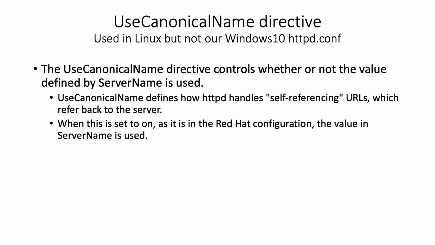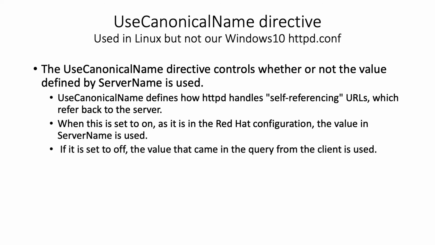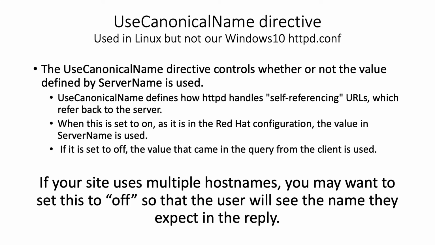When it's set on, as in the Red Hat configuration file, the value of ServerName is used. When it's off, the value that came in the query from the client is used. If your site uses multiple host names, you may want to set this to off so that the user will see the name that they expect. Or I set it on so that no matter what they keyed in, they get the full name back.